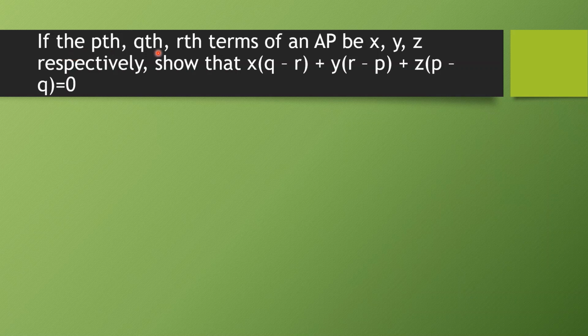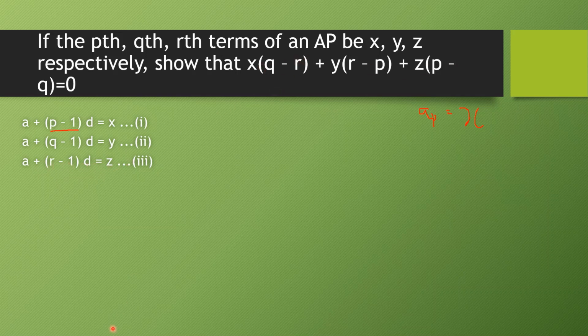If the pth term, qth term, rth term of an AP are X, Y and Z. What does the pth term mean? AP is given as X, similarly AQ is given as Y and AR is given as Z. So what will AP mean? A plus n minus 1 D. What is n? P. So A plus P minus 1 D is given as X. For the Q term, what will it be? Same, A plus Q minus 1 D is Y. R term, A plus R minus 1 D is Z.